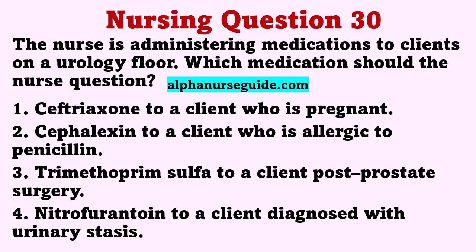The nurse is administering medications to clients on a urology floor. Which medication should the nurse question? 1. Ceftriaxone to a client who is pregnant. 2. Cephalexin to a client who is allergic to penicillin. 3. Trimethoprim sulfa to a client post-prostate surgery. 4. Nitrofurantoin to a client diagnosed with urinary stasis.